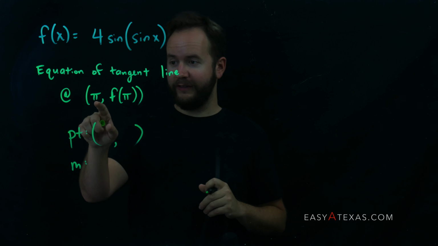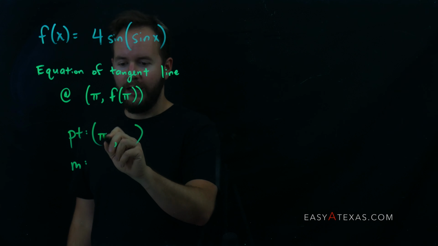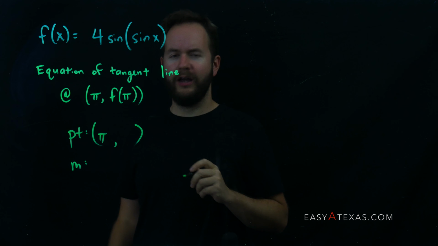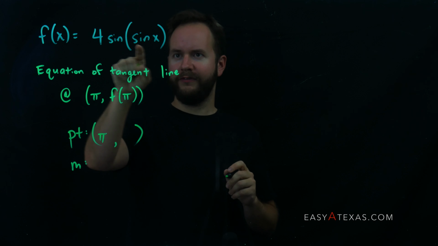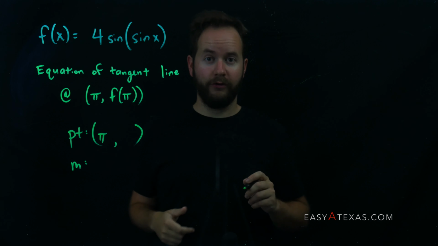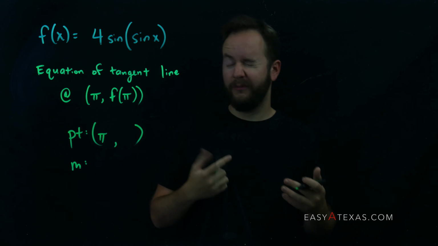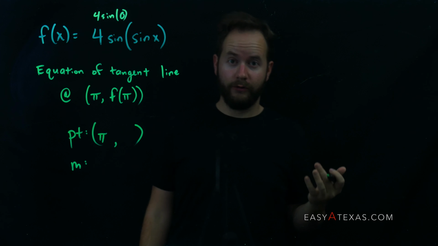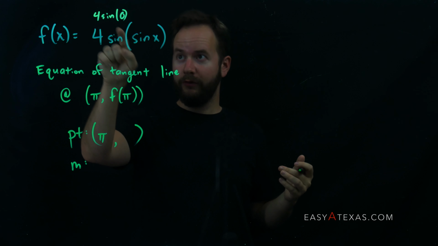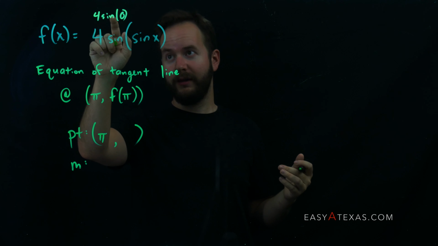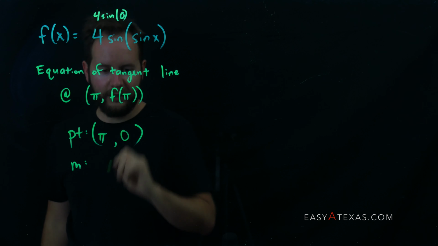In order to get the point, we take the x value, which was given to us, by the way, and plug it back into the original function. Now, what is 4 sine of pi? Well, the sine of pi, let's start with your unit circle. What is the sine of pi? Hopefully you know the sine of pi is 0. So this is going to be 4 sine of 0, and the sine of 0 is also 0. So sine of pi is 0, sine of 0 would be 0, so we have 4 times 0 is 0. So the y-coordinate is 0.